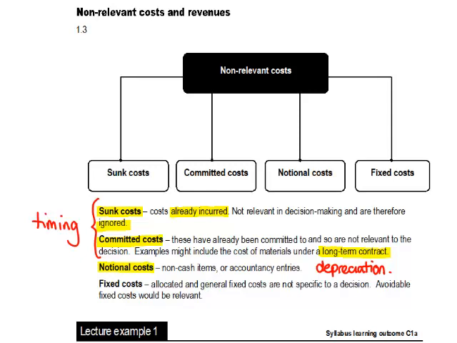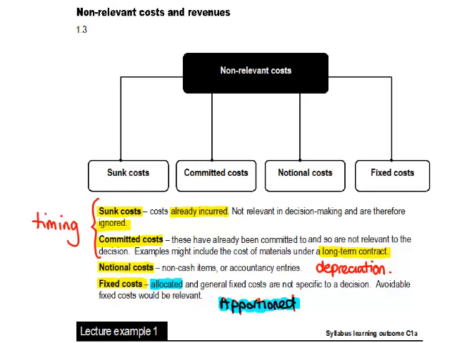And then finally, we've got fixed costs. Now, fixed costs are important because it really depends on the wording. There's certain words here that you can look out for in the question that are going to give you a clue as to whether the fixed cost is going to be relevant or not relevant. If you see words such as allocated or apportioned, then that cost is not relevant, because all it means is that the cost has actually been shared out.